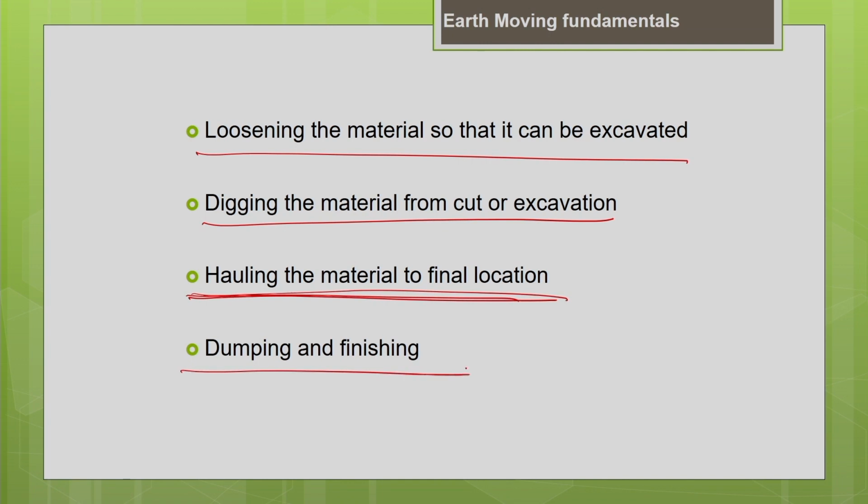The last step is dumping and finishing. So, you have to dump the hauled earth. In some cases you just dump it in a haphazard manner, because you may not use that particular material again. But if you are going to use the dumped material as a fill material, then you have to dump it in an organized manner or uniformly spread it, then compact it with the rollers to the required thickness. So, how we dump depends upon your project requirement. These are the basic earth moving operations involved in most of the earth moving projects.